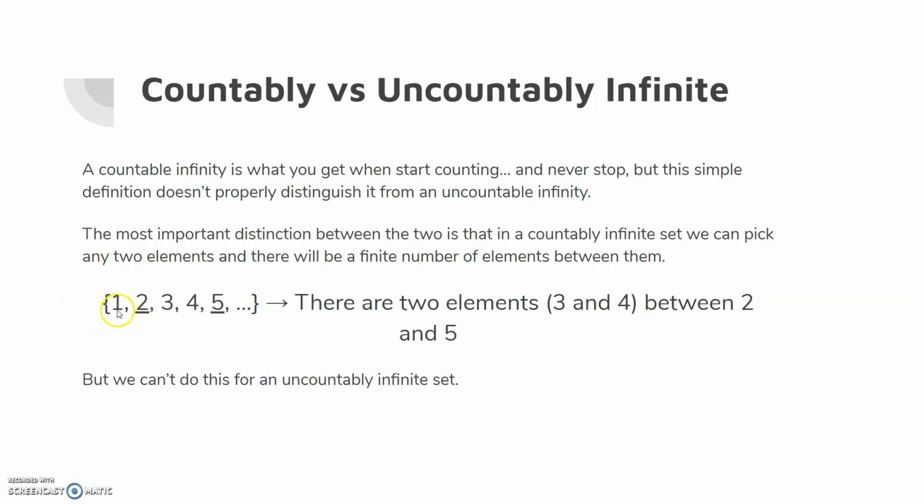So say there's the set of natural numbers, 1, 2, 3, 4, 5. How many elements are between 2 and 5? We could pick any 2 numbers on the set, but let's just pick 2 and 5. And we know there are 2 elements, 3 and 4. But we can't do this for every possible choice for an uncountably infinite set.